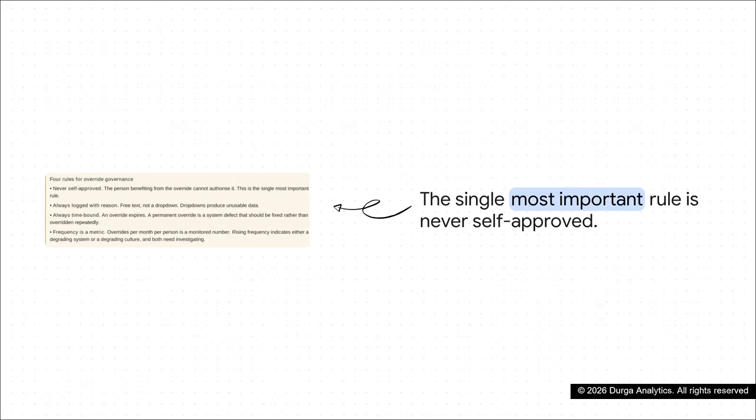Now, I want to double down on that third rule. Making an override time-bound is the absolute most critical rule for your desk's survival. A permanent override isn't an override. It's just a system defect that you've decided to ignore.